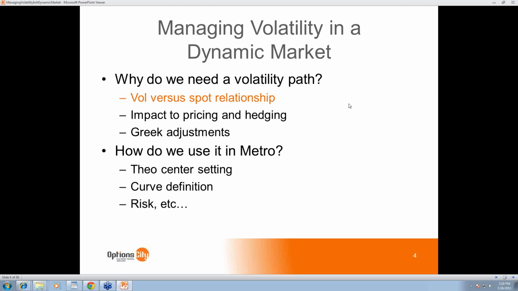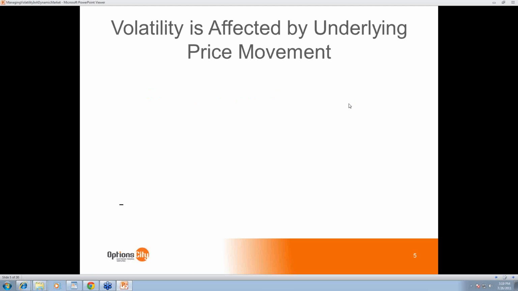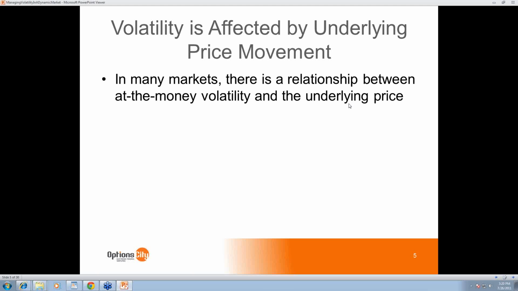First up is the vol versus spot relationship. Basically, what we're talking about is the effect of volatility on the underlying. When the underlying prices move, generally we see that prices cause volatility to change as well. So we've got a relationship between the at-the-money volatility and the underlying price.